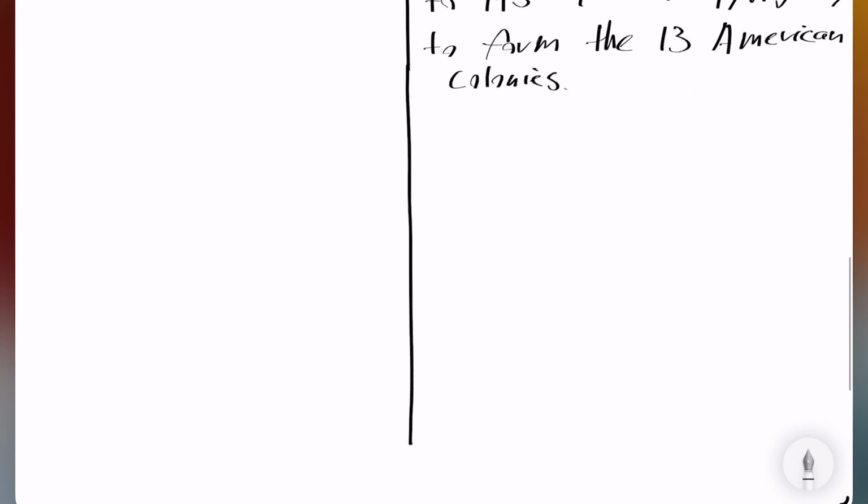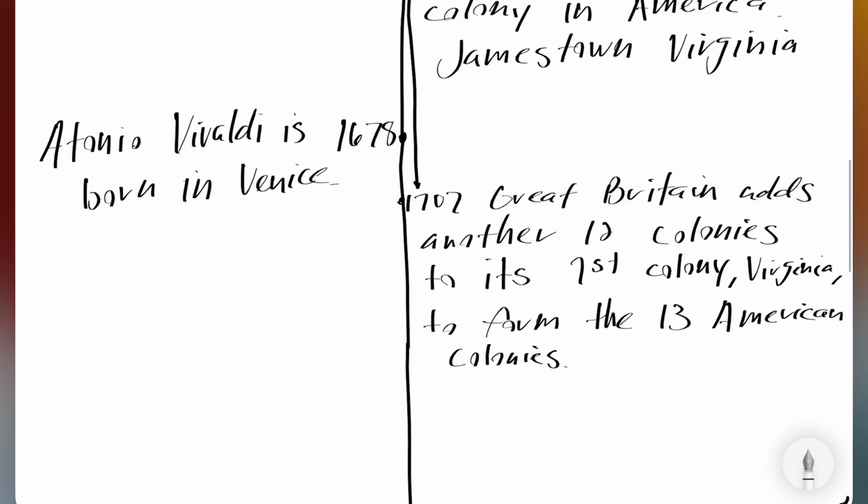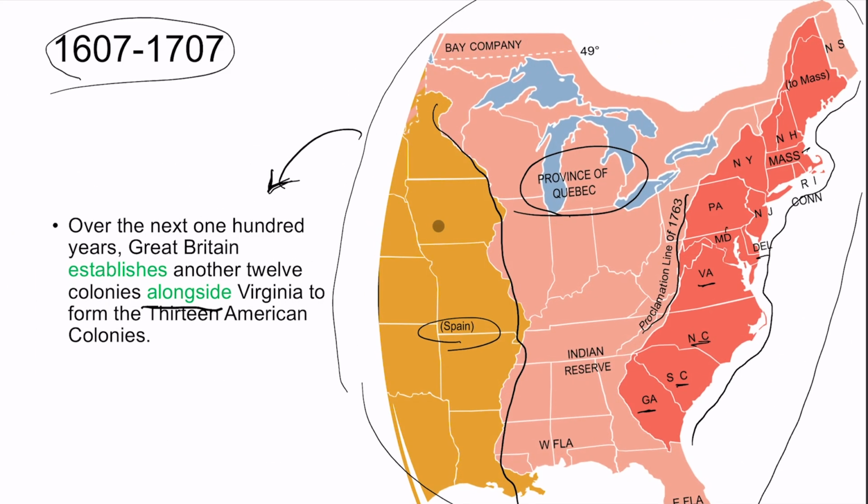Let me go ahead and draw a little bit more in our timeline just so that we have enough space. So a lot happens over that 100 years. Great Britain adds another 12 colonies alongside its first colony of Virginia, and these colonies together form the 13 American colonies, okay? We'll learn a little bit more about those colonies here in a second. So let's go back to our presentation. Let's look and see what else we can find.